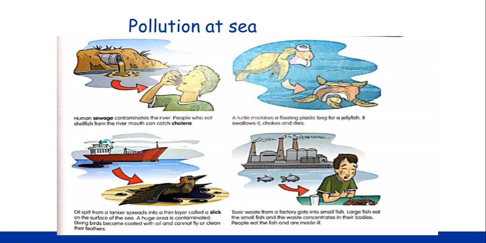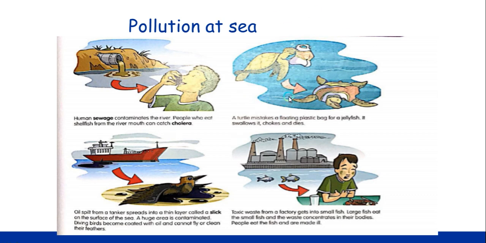You can see this is human sewage. This is the sewage: your poo, your urine, everything from the toilet. When it's channeled to the sea, to the ocean, it contaminates the river. How does it contaminate the river? You can see it's coming to the river. Now, it contaminates the river. And people who eat shellfish from this river can have cholera.